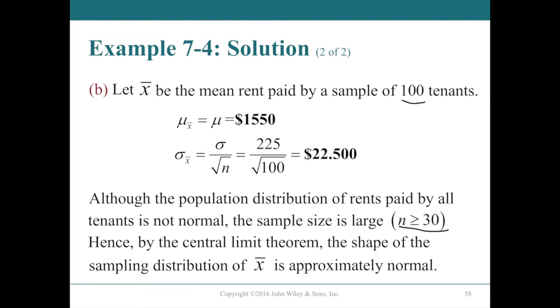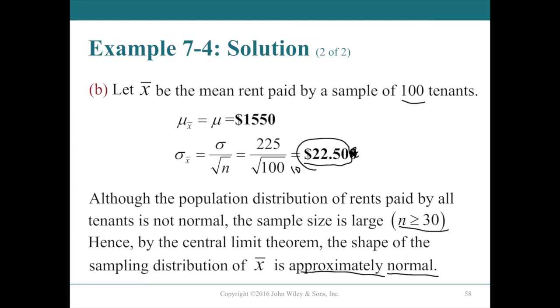So now if we have 100 tenants, things just get better. It's clearly greater than 30, and it's also easy to do without a calculator, I might add, because the square root of 100 is 10, and dividing by 10 you can do it in your sleep. You just move that decimal over, 22.50. I don't think I'd even bother with the extra zero here because that's an exact number. And that number is smaller than before.